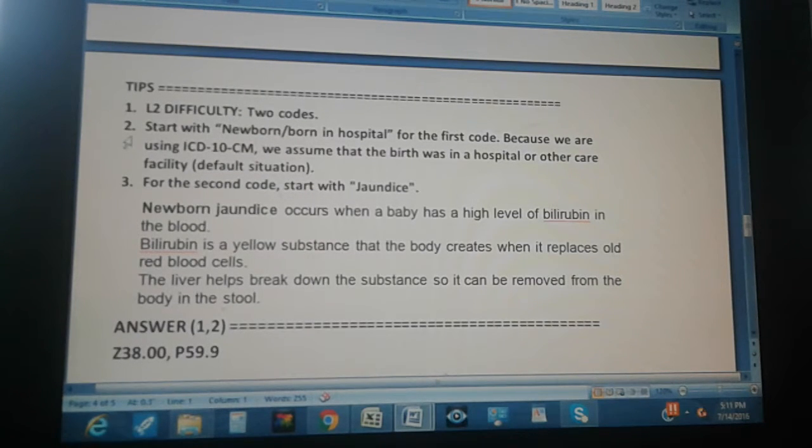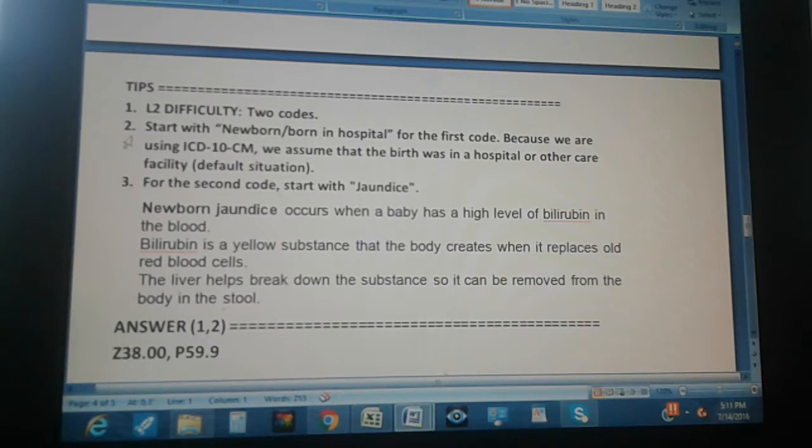Start with newborn, born in hospital for the first code. Why do we go to born in a hospital? Because we are using ICD-10-CM, we assume that the birth was in a hospital or other care facility, which is the default situation, right?